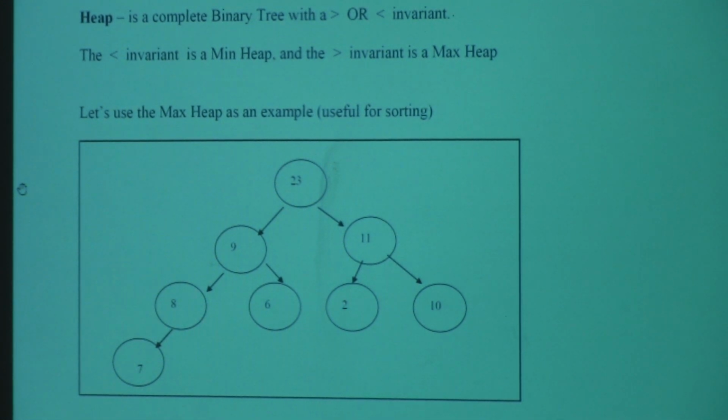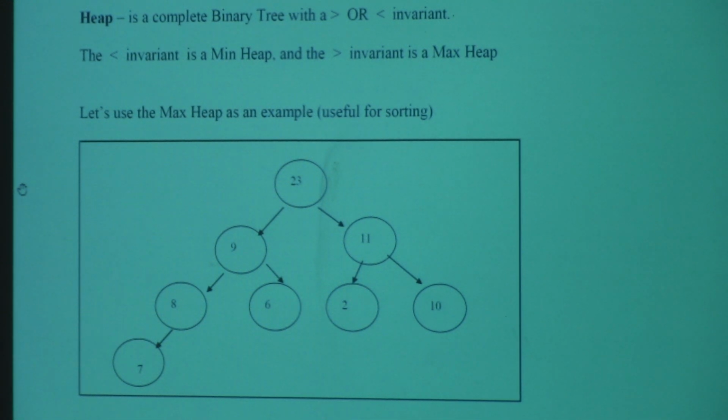we have a max heap, but the left child is smaller than the right child. But here, the left child is bigger than the right child. And here it's smaller. So it's not a real restrictive search tree at all. It's just a heap. That's what it is.